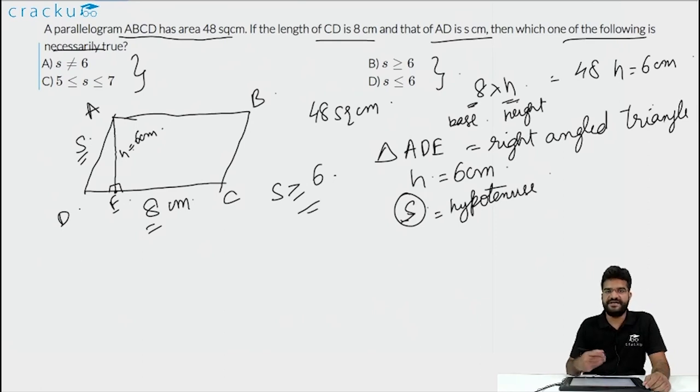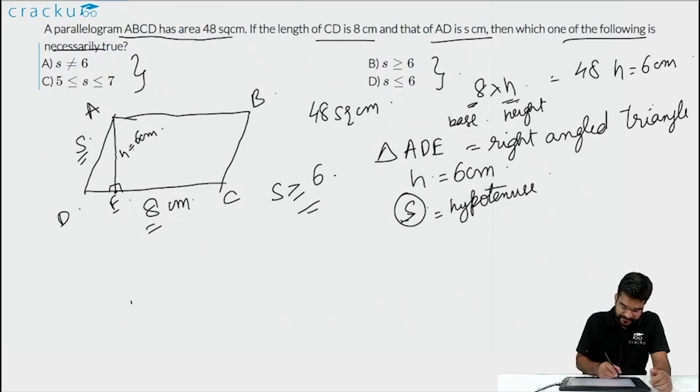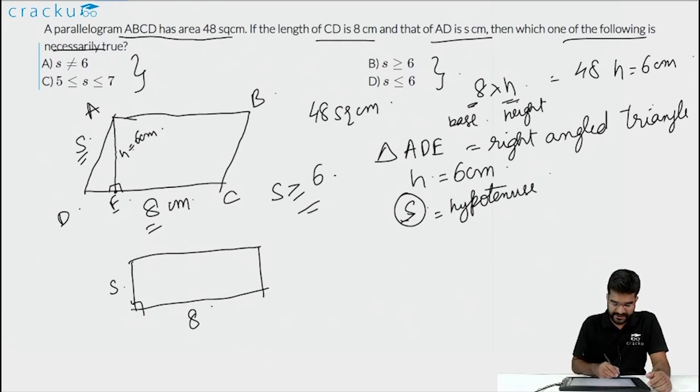Should S be always greater than 6? That is not necessarily true, because every rectangle is also a parallelogram. So if the parallelogram that is mentioned is like this, where this is 8 and this is S and this is already a right angle, then the value of S over here will equal 6 centimeters. What we know for sure is that S has to be greater than or equal to 6, because S has to be greater than or equal to the height of the parallelogram, or in this case the height of the triangle. So if you look at the options that are given, one of the options, for example option D, is S is less than or equal to 6.